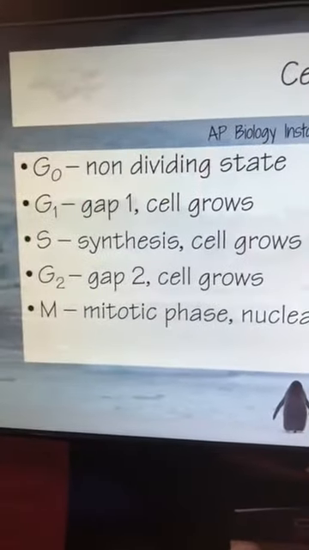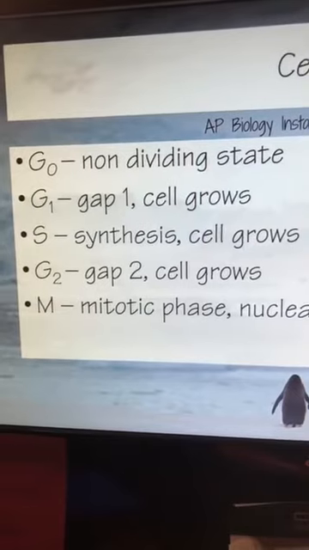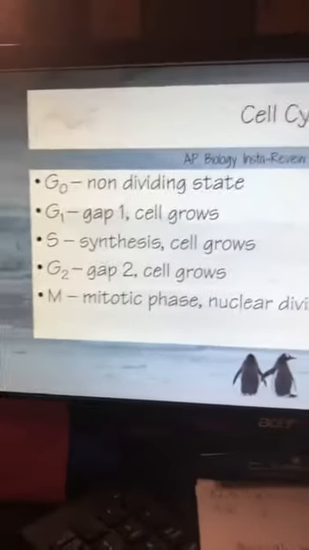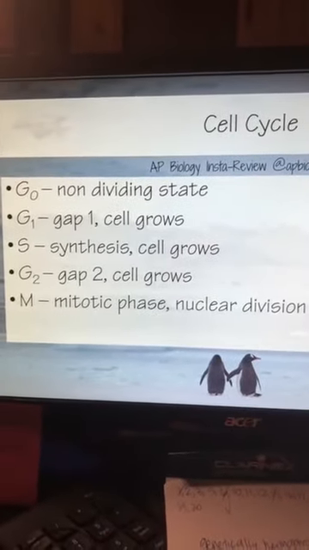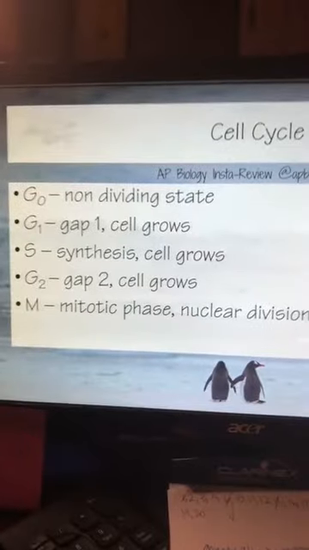So when we look at the cell cycle, there's a couple different things that happen. There's a G0 state. G0 is a non-dividing state. This basically just means that the cell is not dividing. Okay, it hasn't received the signal to divide, so it's just hanging out, not dividing.